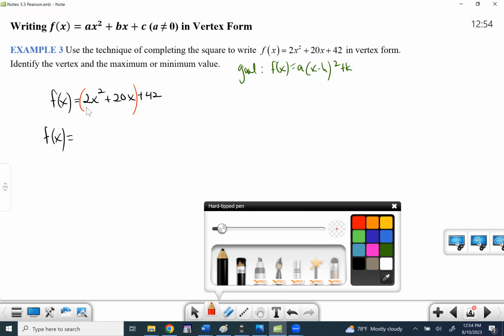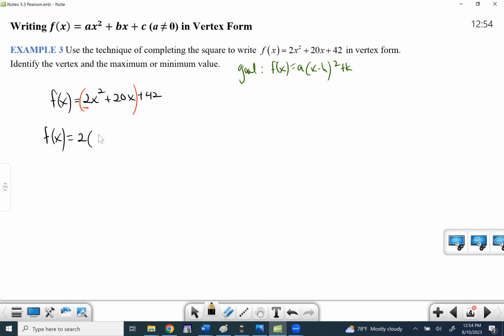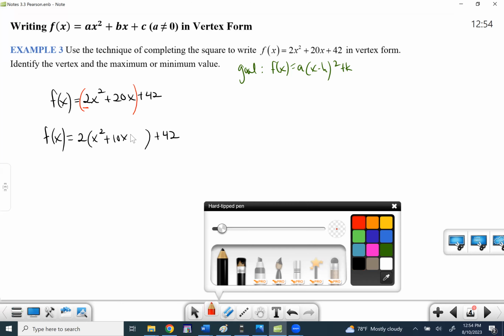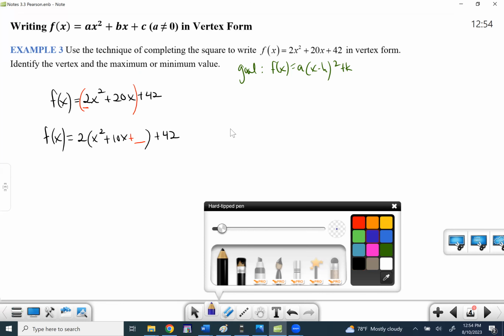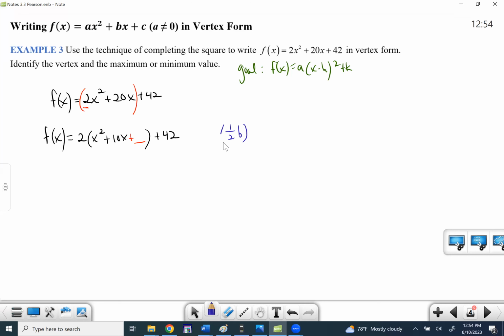So right here, you can never complete the square when you have a leading coefficient ever. So we're going to factor out a 2. So if we divide by 2, we should get 10. And I'm going to leave a little space because I'm going to insert a number in here, right? I'm going to put some number here, okay? So that's when we use the formula for completing the square. The formula for completing the square is 1/2 b squared. In our case, b, the middle number, is 10.